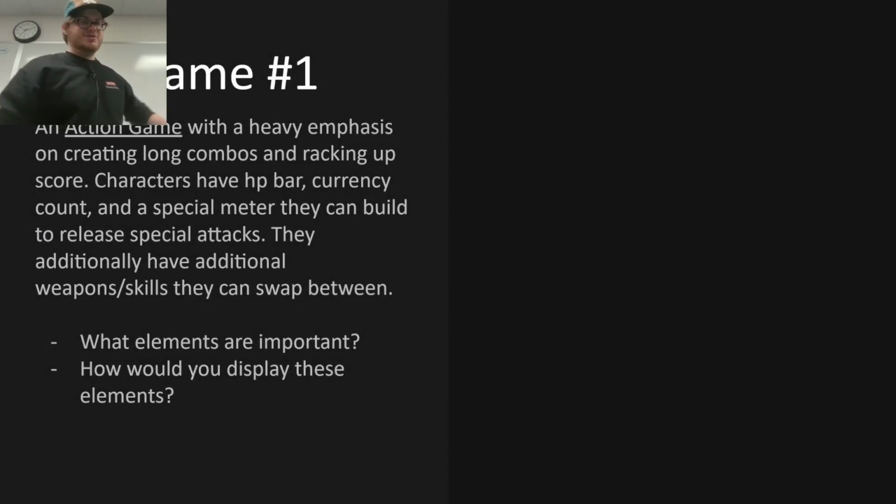So now, the first game. The first one I have here is an action game with a heavy emphasis on creating long combos and racking up score. Some of your elements: they have health, they have some sort of currency, and they can build up special attacks. They also have other weapons they can switch between mid-combat. With that in mind, what sort of elements would we need for this UI for it to work?